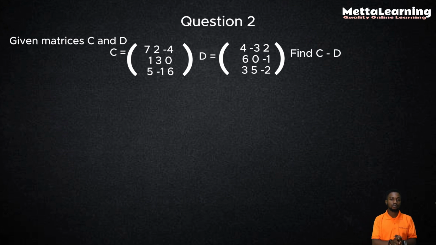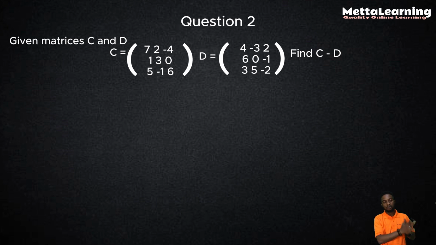So we're told to find the matrix D from C. So to find matrix C minus D, we have to subtract the corresponding element of matrix D from C. So we have to subtract each element in their respective rows and column of D. And that's what we're going to do. So we'll be having these following values.